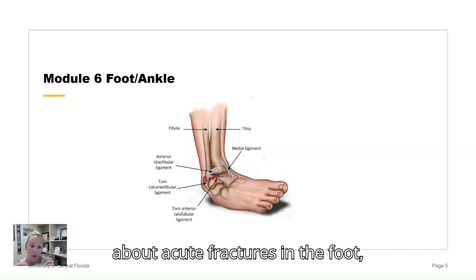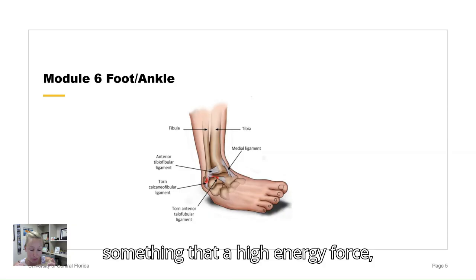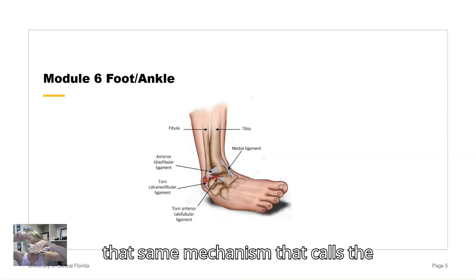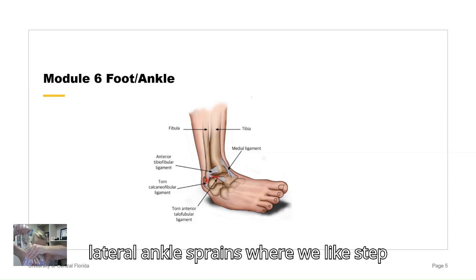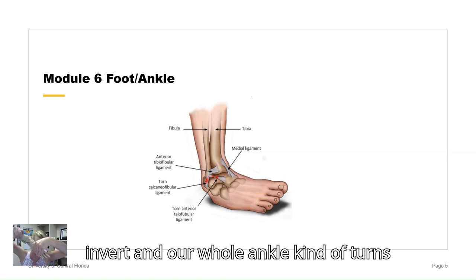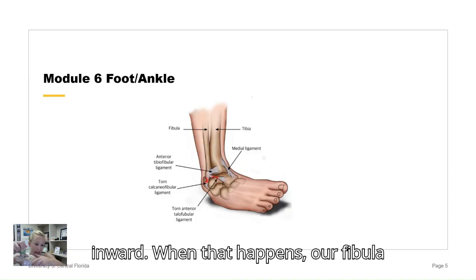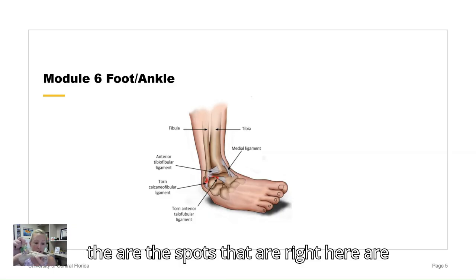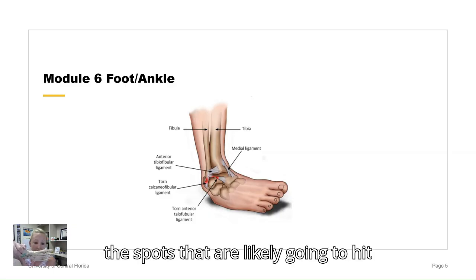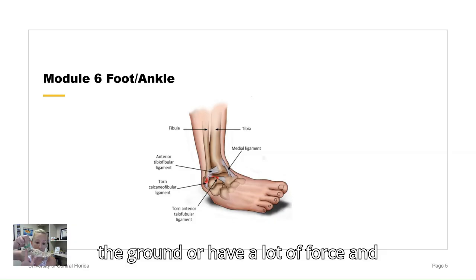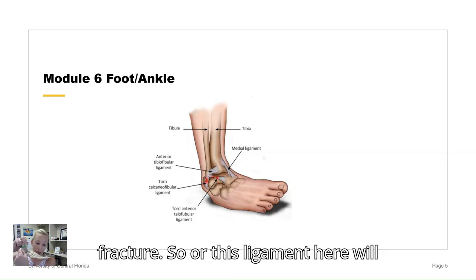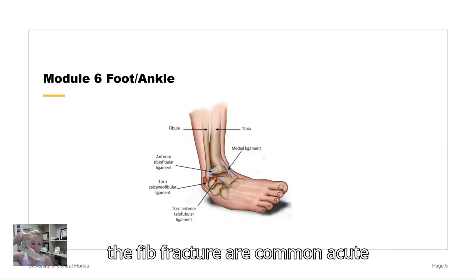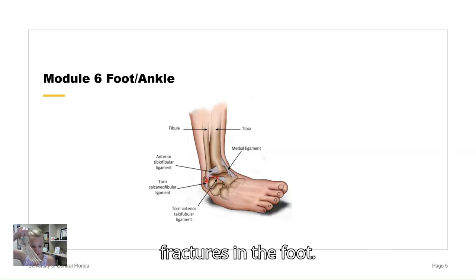When we talk about acute fractures in the foot, something that's a high energy force, something one time, that is usually on the lateral foot, and it's usually from that same mechanism that caused the lateral ankle sprains, where we step wrong with our plantar flexion and we invert and our whole ankle kind of turns inward. When that happens, our fibula and our base of the fifth are the spots that are likely going to hit the ground or have a lot of force and fracture. Or this ligament here will pull on the fibula and pull it off and fracture. So fibula fracture and base of the fifth fracture are common acute fractures in the foot.